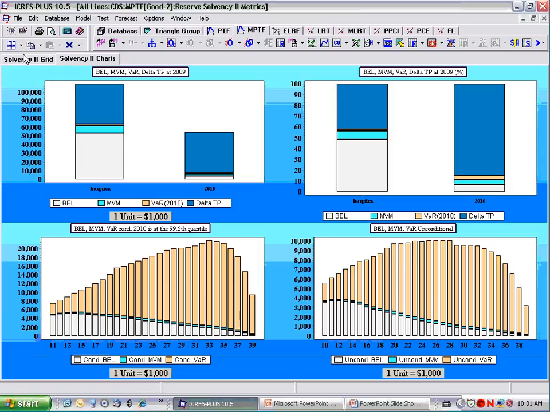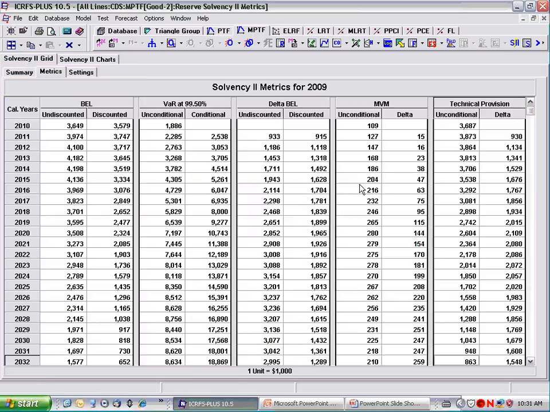But of course that can also be seen from the table itself, where you can see that the delta BELs are very large numbers. For instance, if you look at 2030, the discounted mean is 818, but the delta BEL is much larger. In other words, if the first year is in distress because of huge correlations, you need much extra mean reserve for the year 2030.